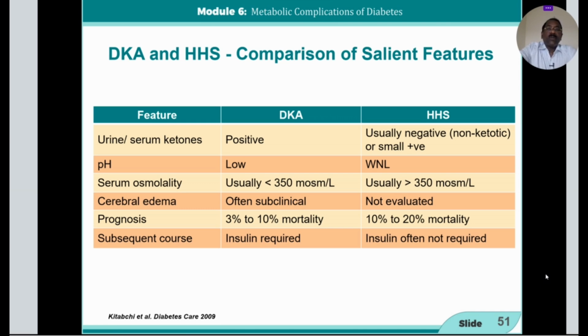Cerebral edema is often subclinical in DKA, not evaluated in HSS. Prognosis: 3 to 10% mortality in DKA. I think now maybe less than 1%, but HSS 10 to 20%. See the difference in the mortality. Very high mortality in elderly people who get HSS. Subsequent course: insulin is required in DKA because it is mostly type 1 diabetes. Whereas in HSS, initially you require heavy fluids and high amounts of insulin, but after that you can stop the insulin and go back to oral hypoglycemic agents.